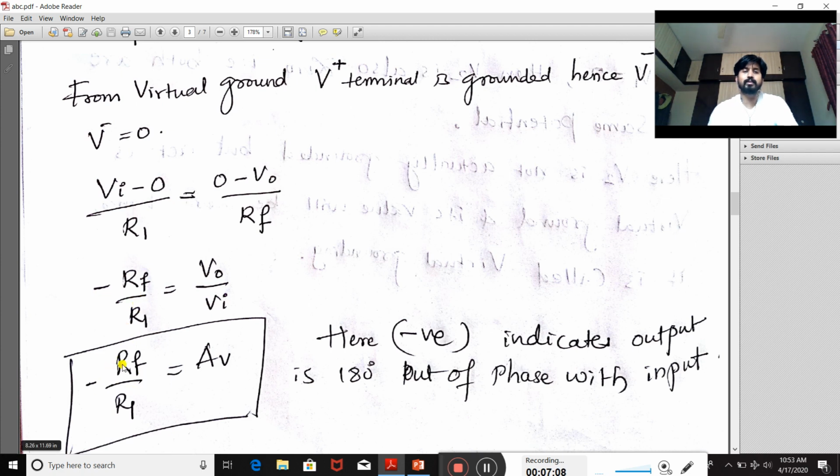Consider here an example: Rf is equal to 2 kilo ohm, and R1 is 1 kilo ohm. 2 kilo ohm divided by 1 kilo ohm is nothing but 2. So the gain of the op amp will be 2.